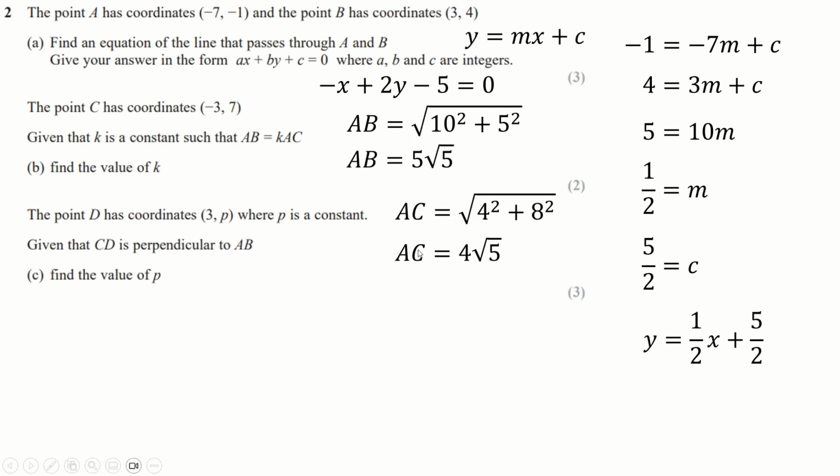What do we have to times this one by, A to C, to get this? Well, I think if I times it by 5 over 4, I'll get this, because the 4s would cancel, timesing this by this, and you'd end up with a 5 here. And the root 5 will obviously just stay the same.